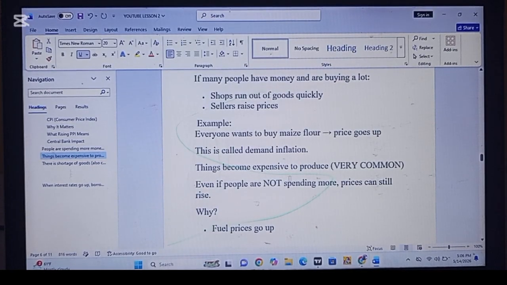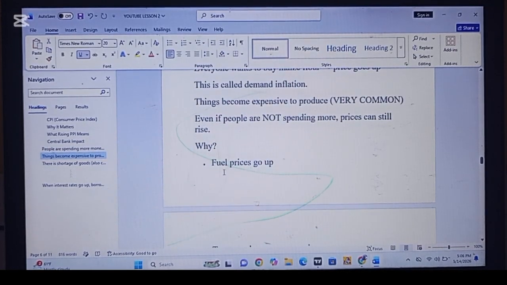So when you see something like that is what we call demand inflation. So things become expensive to produce. Very common. Even if people are not spending more, prices can still rise. Why do prices rise, and people are not spending? Another thing is like fuel prices, because fuel is used everywhere in transportation of goods and services. So when the fuel price goes up, expect the products and services that we the consumers are supposed to be getting, they will be high.